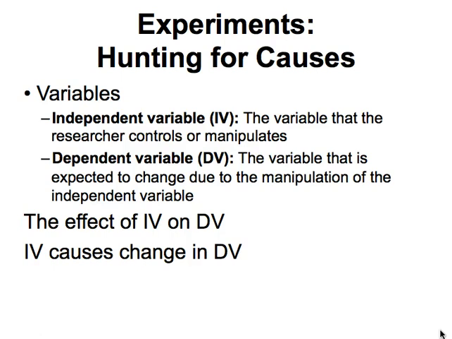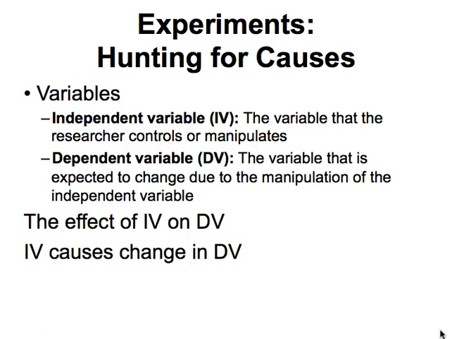The dependent variable, or DV, is the variable that is expected to change due to the manipulation of the independent variable. In psychological studies, the dependent variable is usually a measurement of the participant's behavior. One way to remember the difference is the effect of IV on DV, or IV causes a change in DV.